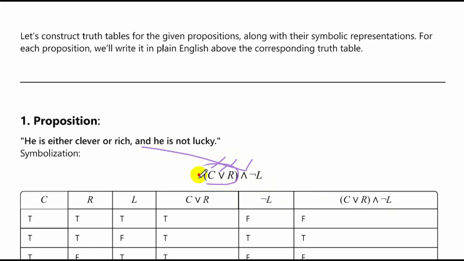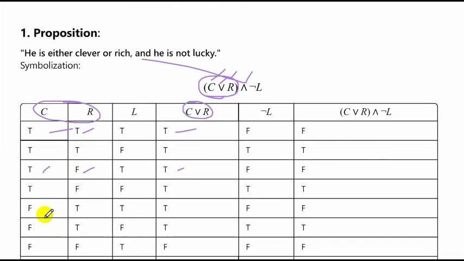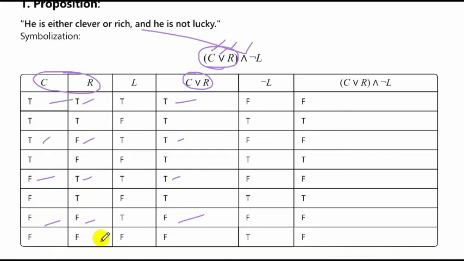Alright, so first we have to solve this one. So this is an OR. In the OR table, remember we said if any one of these is true, then the result is true. So for this C or R, we have to look at these two columns first, for C and R. If these two are true, then this becomes true. Next, if this is true and this is false, then also it is true. Next, if this is false and this is true, then also it is true. And when both are false, it is false.